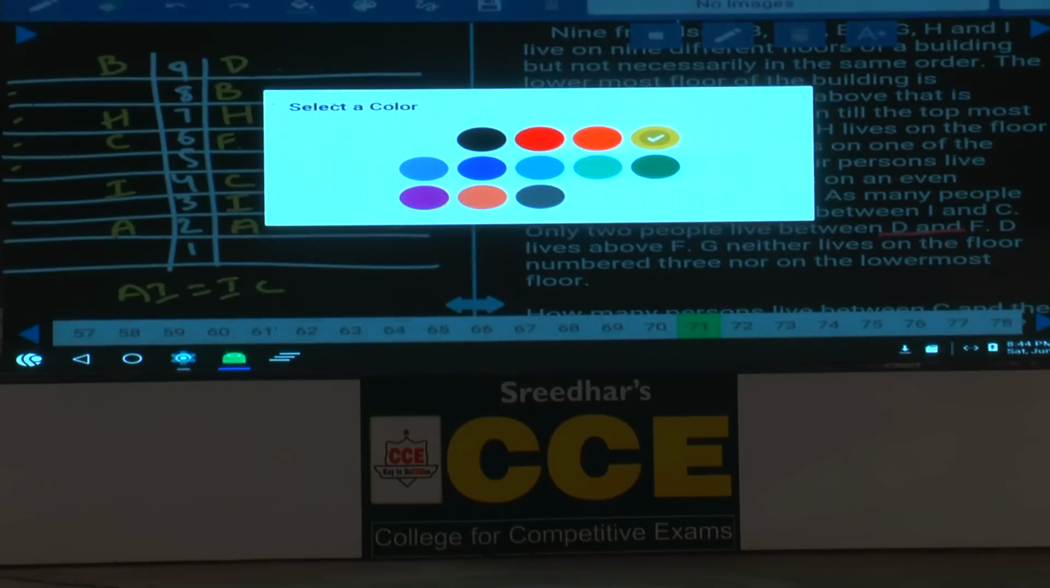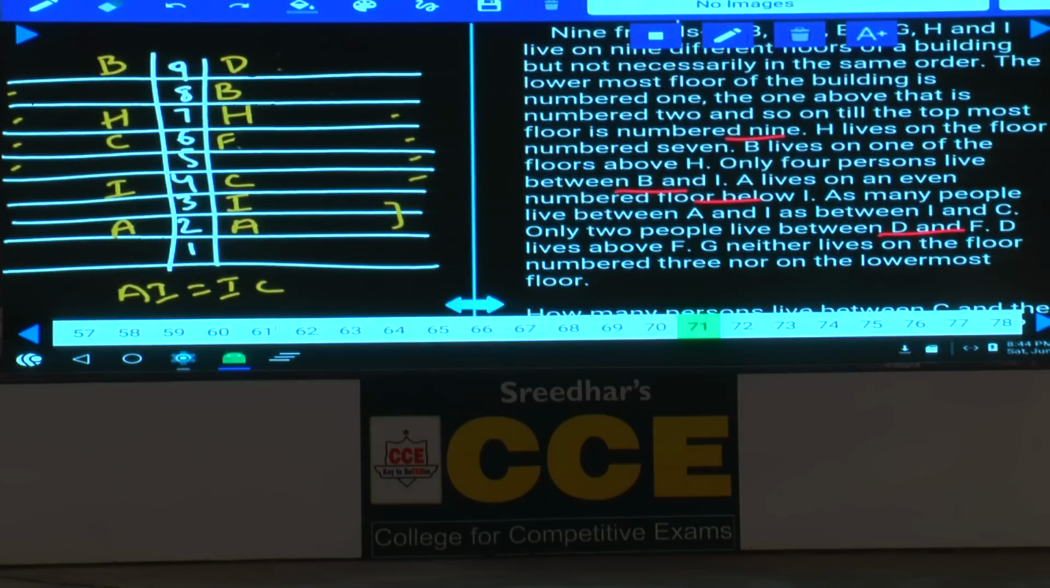Now in the second case, if D is here, F is here, that is 1 possibility. Any other possibility here? If D is here, 1, 2, F must be here, which is not possible. So here also we have only 1 possibility, and D lives above F.